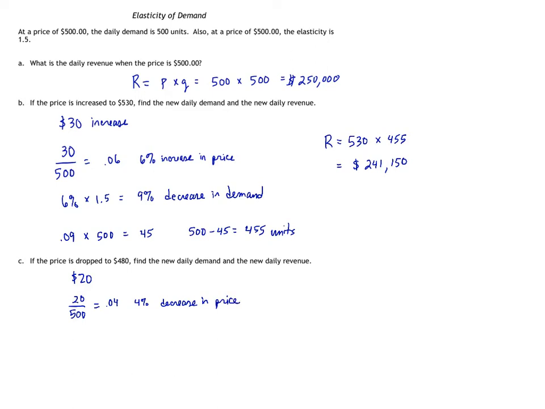So now we would take the 4%, multiply it times the elasticity 1.5, which is 6%, and this would be the increase in demand. So 6% of 500 units would be 30 units. So the new demand would be an increase of 30 units to 530 units.